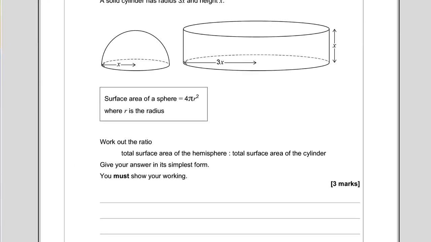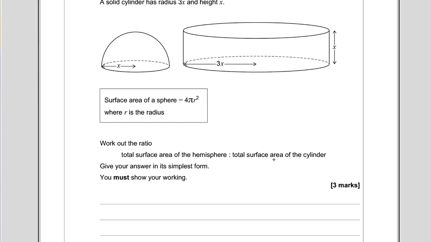Okay, so I'm going to start with the surface area of the hemisphere. The formula is for a sphere, and a hemisphere is half a sphere. So the surface area of the hemisphere, I'm going to call that HS, is going to be equal to half of this, so that would be 2 pi x squared. I'd also need to add on the flat circle, pi r squared, so pi x squared. So the total surface area of that is 2 pi x squared plus pi x squared, which would give me 3 pi x squared.